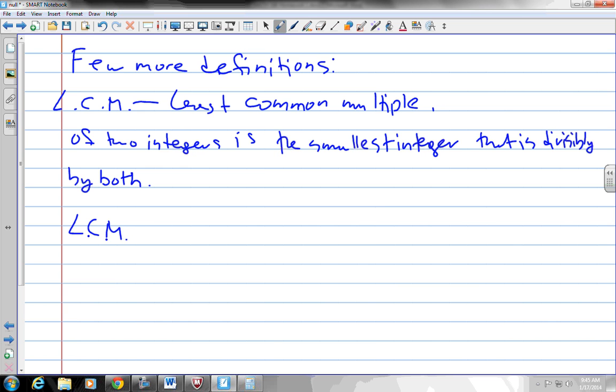If you're asked to find the least common multiple of two numbers, let's say 16 and 18, you want to find the smallest integer out there that is divisible by 16 and divisible by 18. You can trial and error your way to that answer. Sometimes it's hard. But really, all I'm asking to find is the least common denominator.